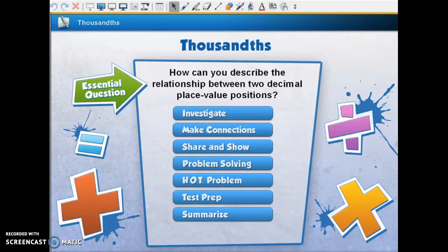Okay, we're getting ready to start Chapter 3, and Chapter 3 is all about decimals. Today we're going to describe the relationship between two decimal place value positions. Can anybody tell me what the place value positions are after the decimal, to the right of the decimal?